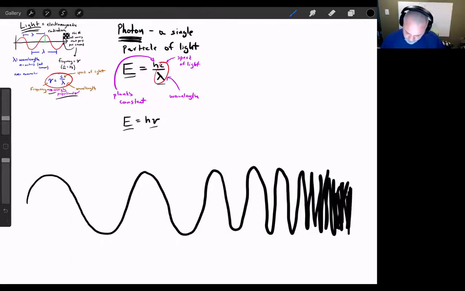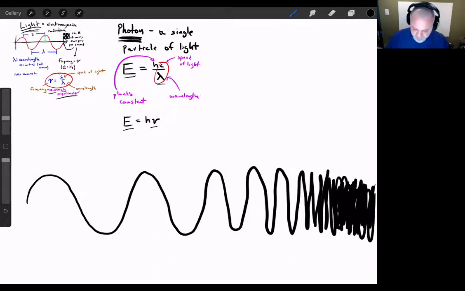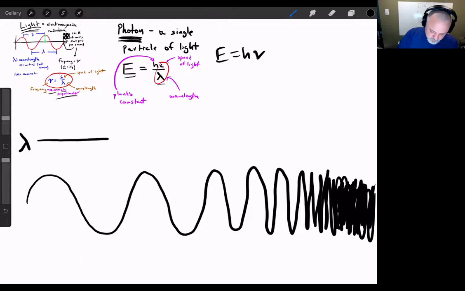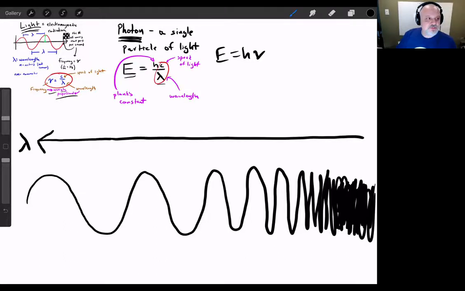And I hope that what you're seeing is what's happening here. What's happening at the end? What's happening to the wavelength? Is the wavelength going up or down? Yeah, the wavelength is getting smaller. So if I were to draw an arrow, I would say that the wavelength is increasing in this direction.